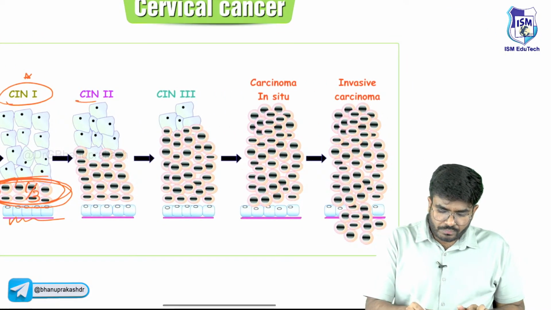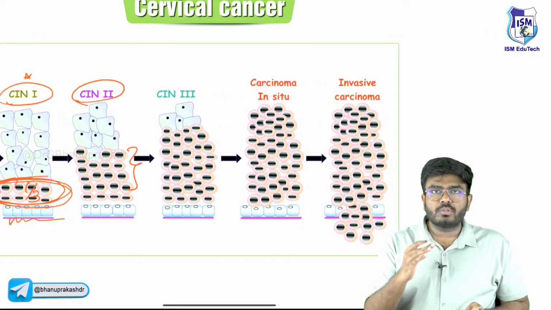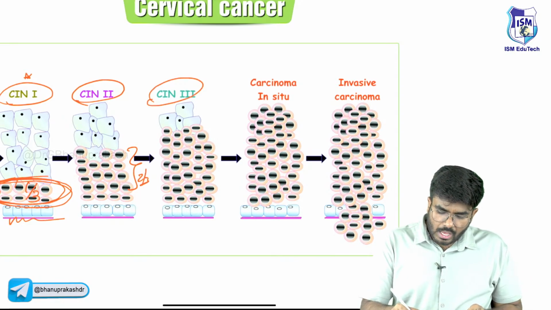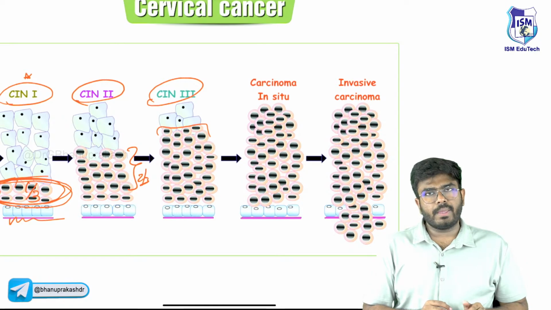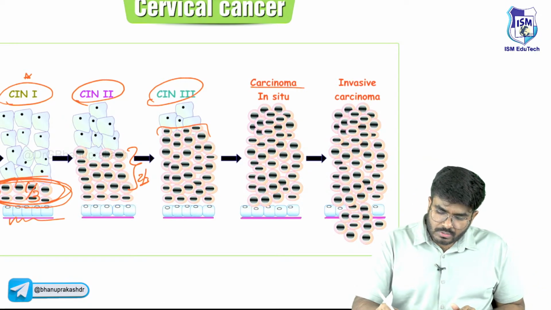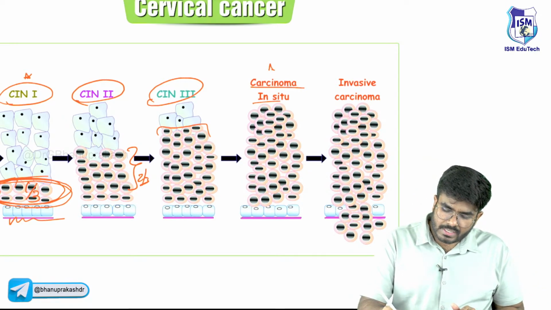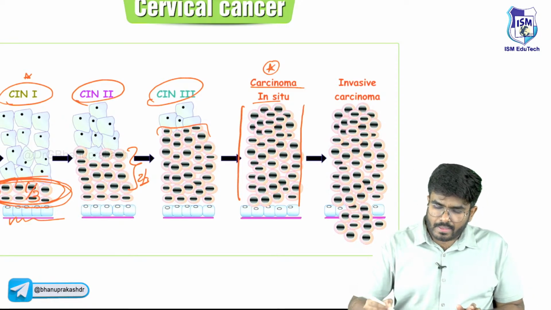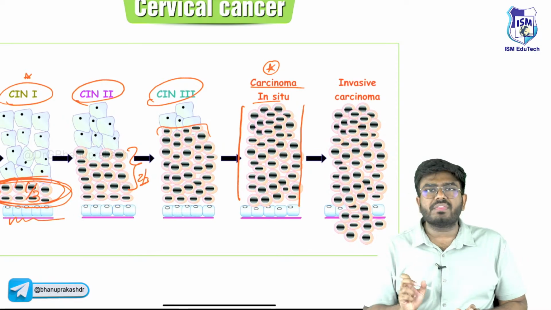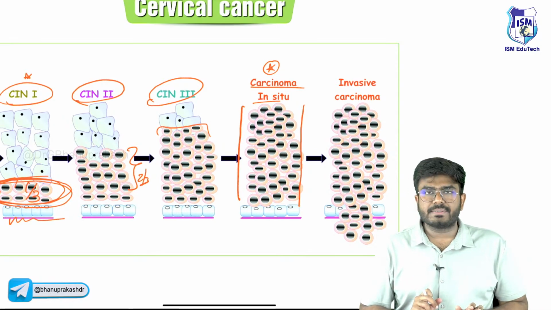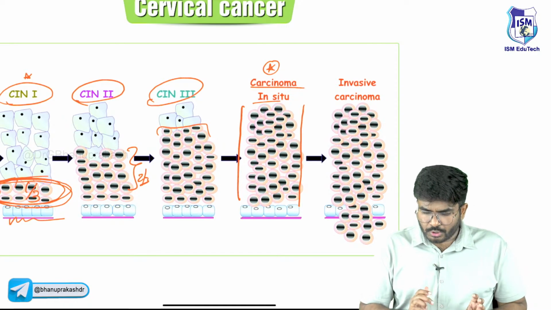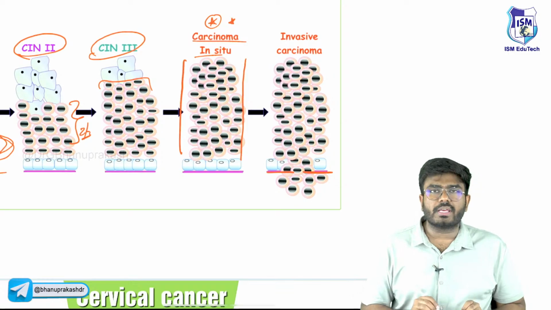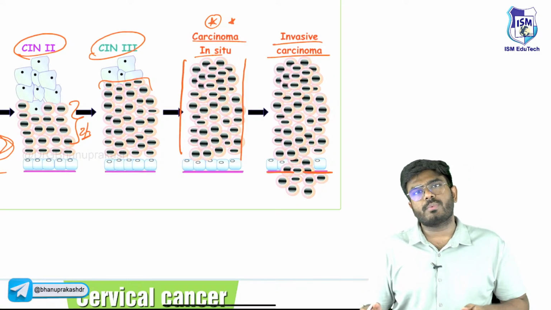In CIN2, almost 2/3 is getting affected. In CIN3, almost the whole thickness is affected, sir. In carcinoma in situ, we are calling it carcinoma where the total length of the cervix is getting affected with the cells. So this is called carcinoma in situ, and you can very clearly see here, once the basement membrane is broken, now it is cancer, it's invasive carcinoma.